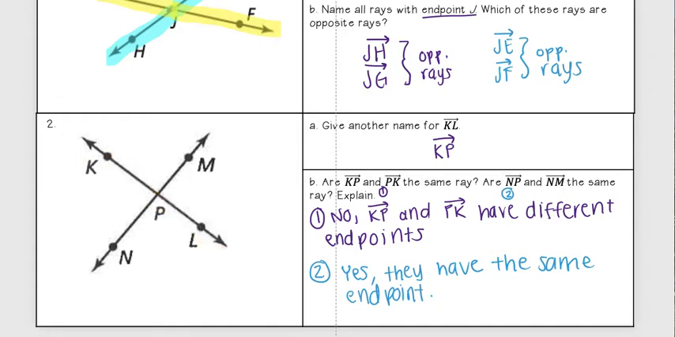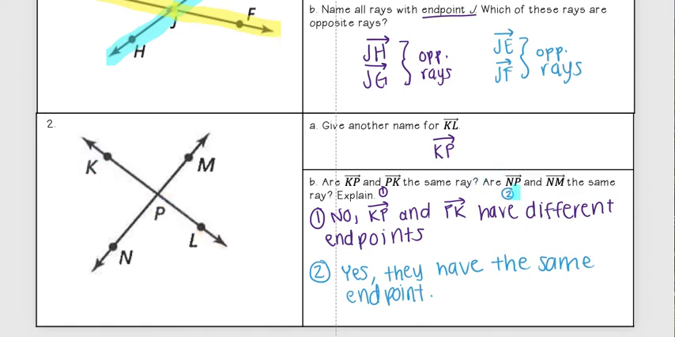Okay, and then for that next one, I asked you a little bit different of a question. It first asked, is KP and PK the same ray? I automatically could tell that it was not because they have different endpoints. They should be starting with the same letter. And if I were just to look at the picture, KP, that's going to be that ray right there, where PK, that's going in that direction. So they're not going to be the same ray.